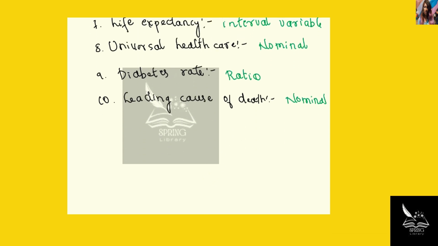Then 11th one, hospital beds per 1 lakh. It's a ratio variable. The variable hospital beds per 1 lakh represents the count or ratio of occurrence per 1 lakh. It has natural 0 point and values can be compared and mathematically manipulated using ratios. So this is a ratio.